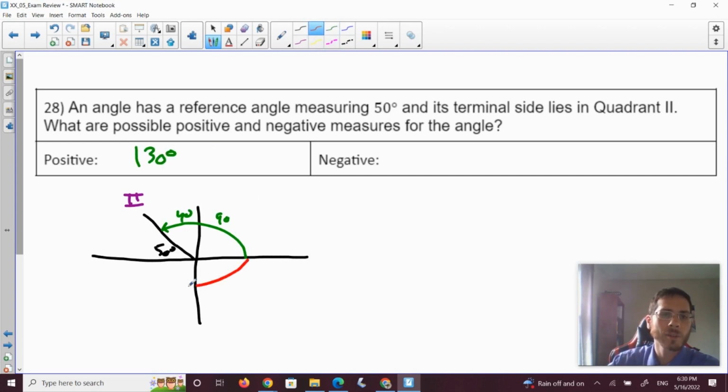If I go around backwards, this is going to be 180, and then another 50. So that should be 230. Again, I could have just done 360 minus 130, but I like to follow along the circle. It's kind of fun to travel.